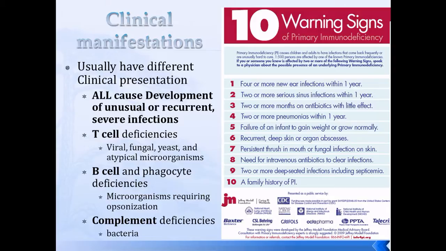There are 10 clinical manifestations or warning signs of immune deficiencies. But when they look at it, they want to know what exactly it is. There are a few things they do. First, they want to quantitate. They'll look at the numbers of T cells, B cells, complements and antibodies. That's quantitative.